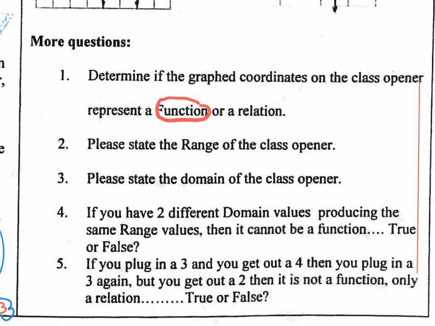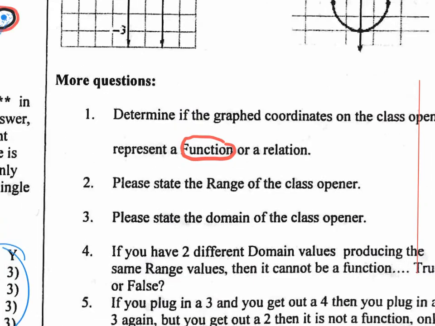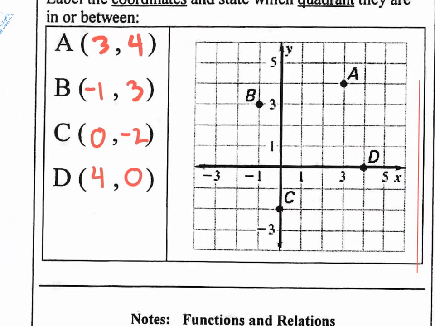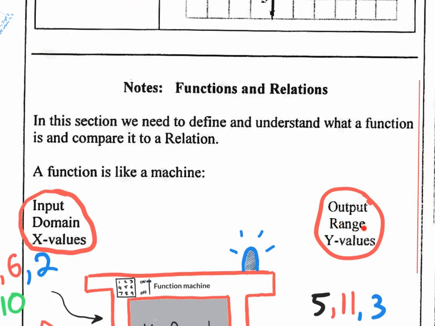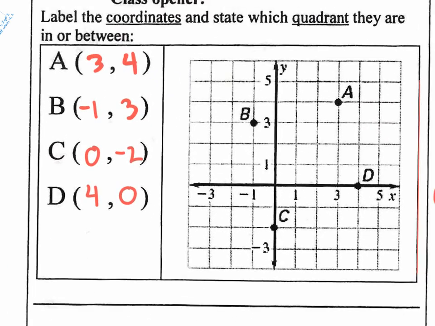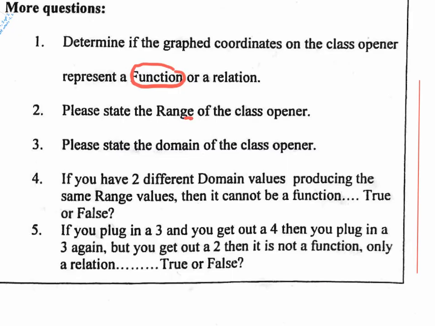Number 2, it says, please state the range of the class opener. What does that mean, state the range of the class opener? How long it was, right? If you look back at your diagram, the range is just a different word for y values. So when I ask you to state the range of the class opener, what are you going to write? 4, 3, negative 2, 0. Believe it or not, there's questions like this on the final. Super easy. All you got to understand is what range actually means. It means y values. So the range is 4, 3, negative 2, 0. Those are the range values of the coordinates that we have on the class opener.